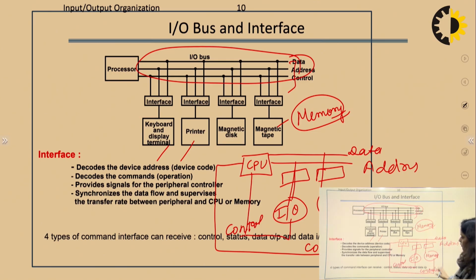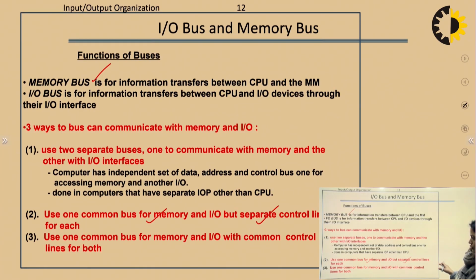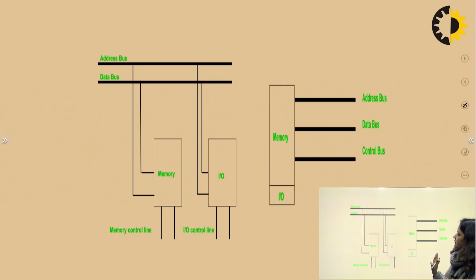One way of organizing is common data and address buses but a separate control bus. And the third scheme is to use one common bus for memory and input output with common control lines for both. This scheme is known as the memory mapped organization scheme. Here we have common control lines. So let's have a look at it.